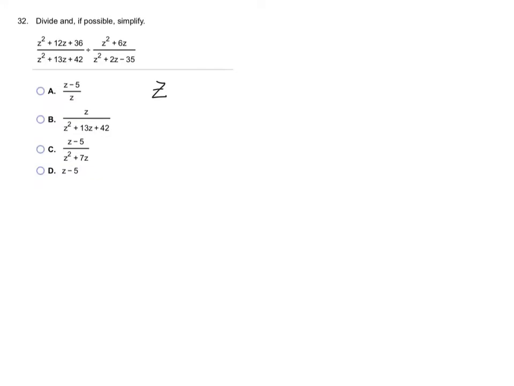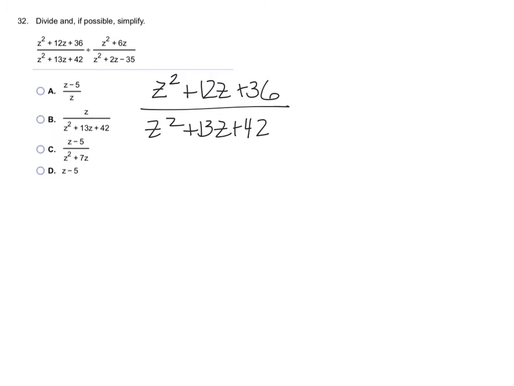I'm going to keep the first rational expression. Then I am going to change the division sign to a multiplication sign. And lastly, I'm going to flip the second expression. So what was once on the denominator is now in the numerator, and what was in the numerator is now in the denominator.